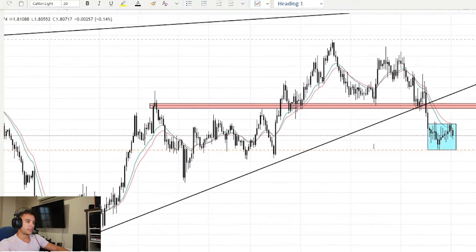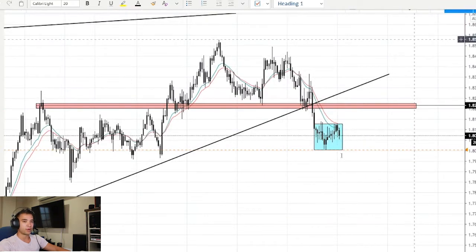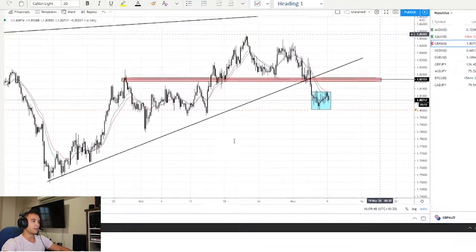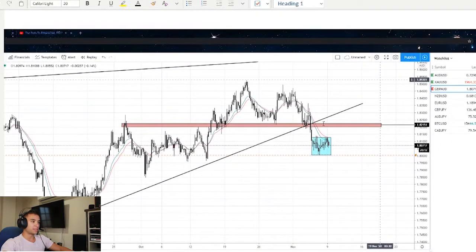So how am I going to take this trade? Obviously, once price breaks the consolidation, once it breaks through here, retests, then I'm taking that sell down to the bottom here. Now, it seems to match everything correctly.